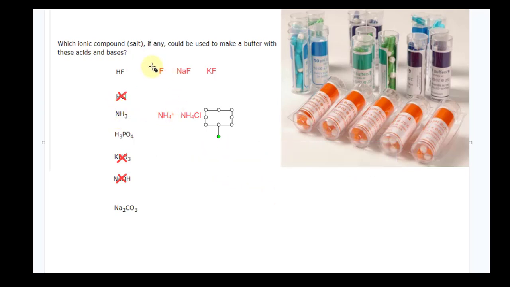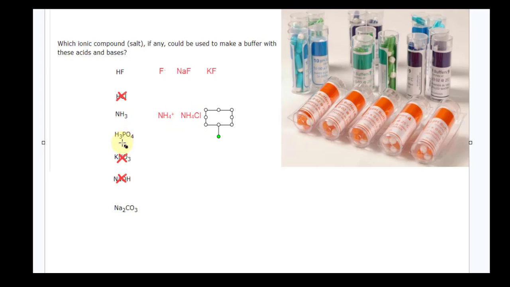So this is a nice contrast where we have a weak acid, and we get its anion, and we match it with a spectator cation. Here we've got a weak base. We give it an extra H+, and then stick an anion on it.